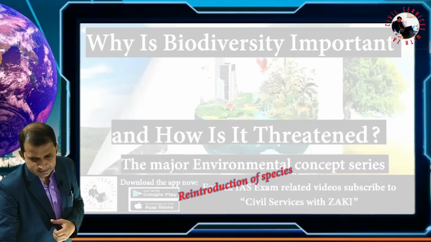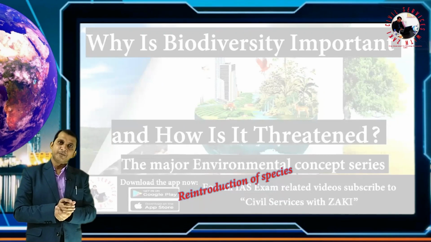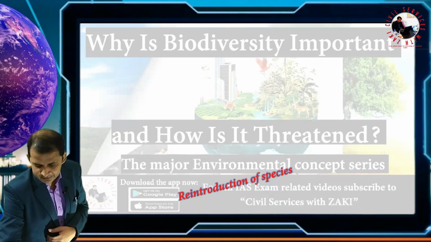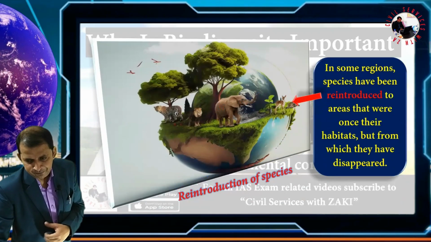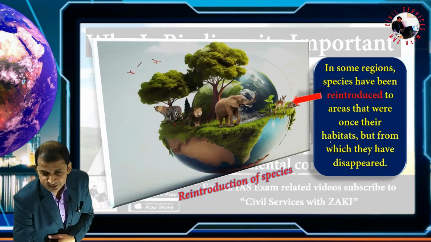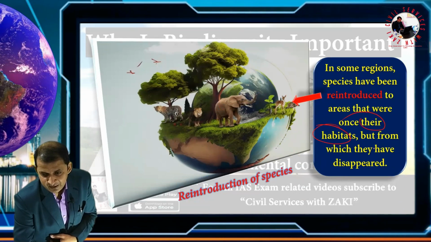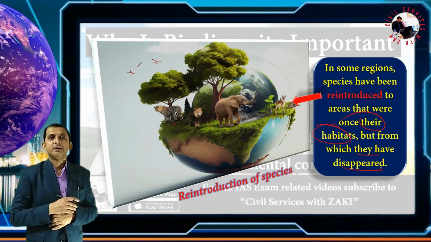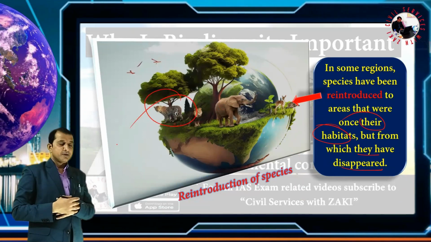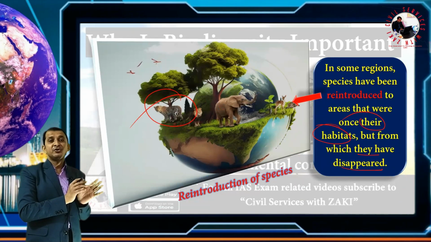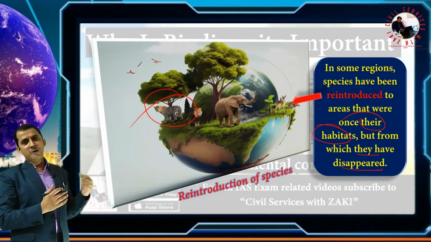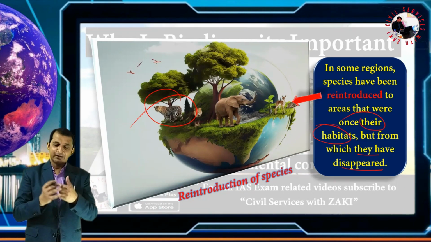Another thing is reintroduction of species. It is another way to protect our biodiversity. In some regions, species have been reintroduced to areas where they once lived, but from which they have disappeared, such as the cheetah in India. The cheetah, as you know, went extinct from India, and after a long period we introduced the cheetah.